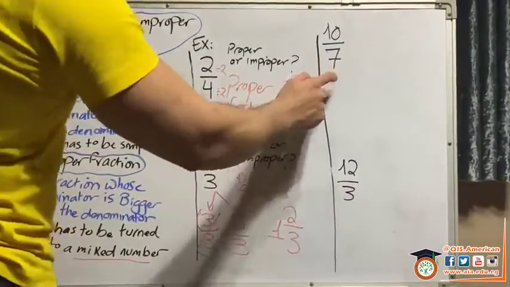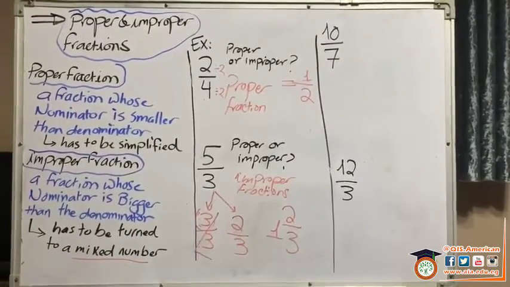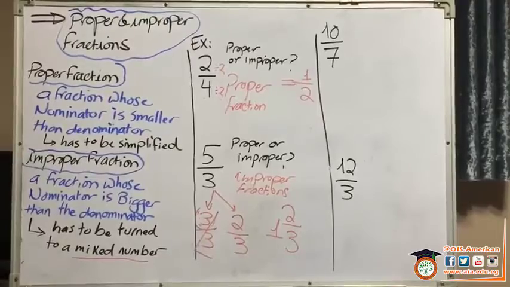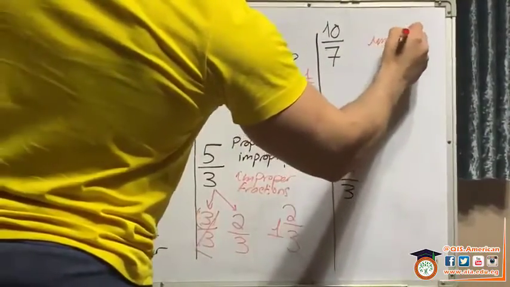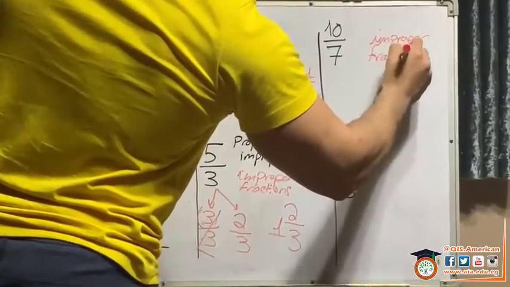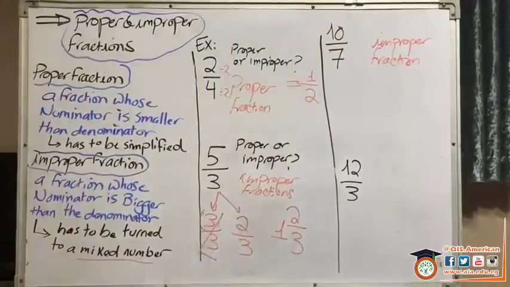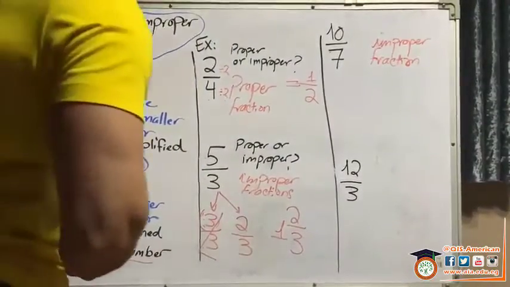Okay, let's have a look at this one. We have 10 over 7. Is 10 over 7 an improper or a proper fraction? It's an improper fraction. Why is it an improper fraction? Because the numerator is bigger than the denominator. Okay, how do I deal with improper fractions? I turn them into mixed numbers.